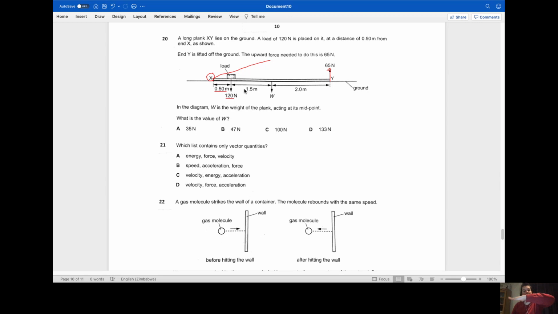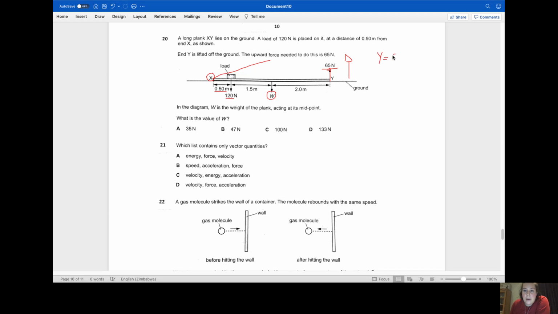Okay, your bar is flat. If my elbow is X, you're lifting it up like that. So Y is a moment that's going up, and you need 65 newtons in order to lift your plank like this. So we have to figure out, well, what is W? What you had to figure out here was that you've got two moments. You've got this moment going up, which is Y.